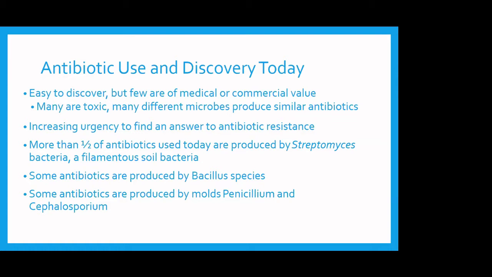There are a lot of problems happening with antibiotic resistance, and those are making our need for new antibiotics and antimicrobial drugs very urgent, but it's really hard to find new drugs. More than half of the antibiotics that we use in medicine today are produced by Streptomyces bacteria, which is a bacteria that lives naturally in the soil, and it grows in these kind of long filaments. Some antibiotics that we use are produced by bacillus, and some are produced by molds like penicillin and cephalosporium.